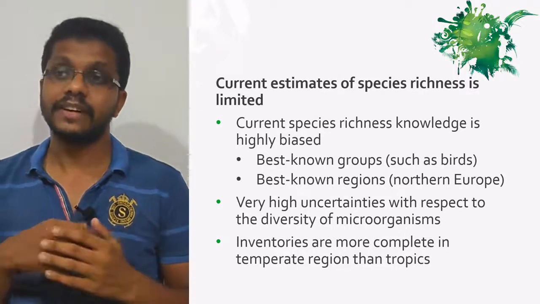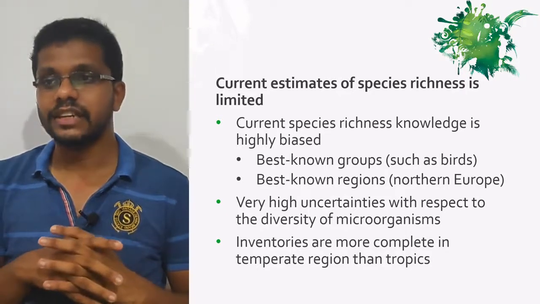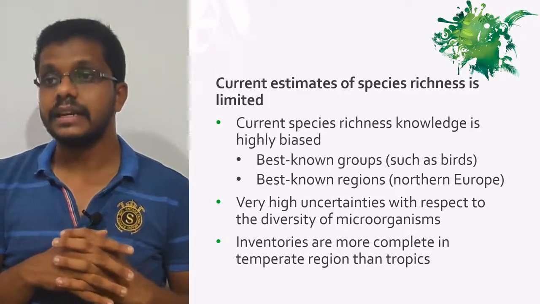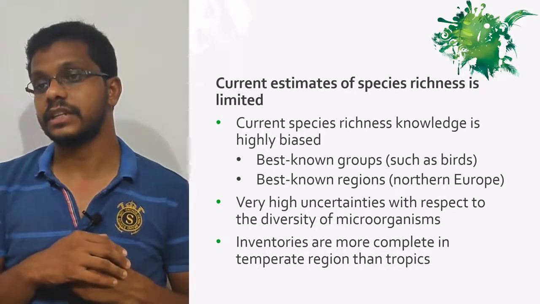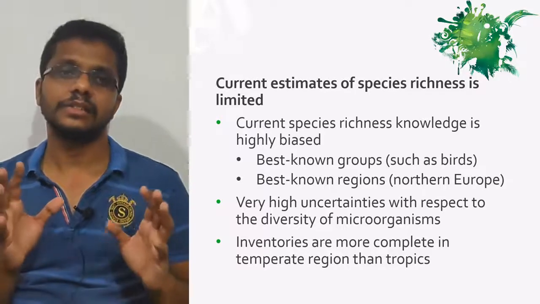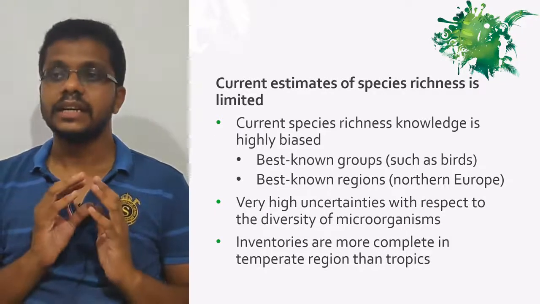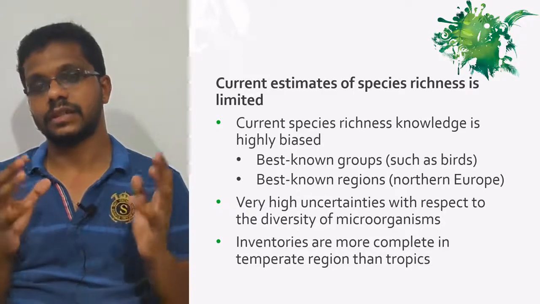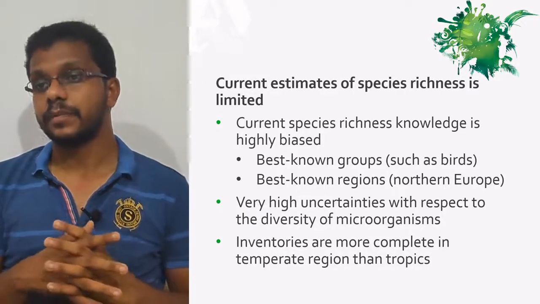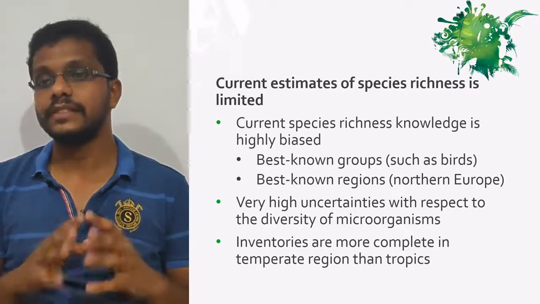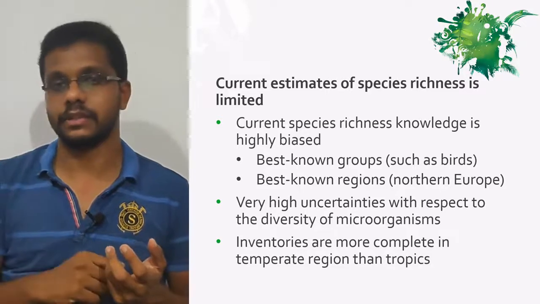We have already identified so many organisms and made inventories for that, but current inventories are very limited in estimating the species richness. There are different reasons for it. First thing is the species inventories are very biased. When we look at the species inventories or the list of organisms which is already identified by humans, we have identified only best known groups, like the mammals. We have identified almost all mammals in the world.